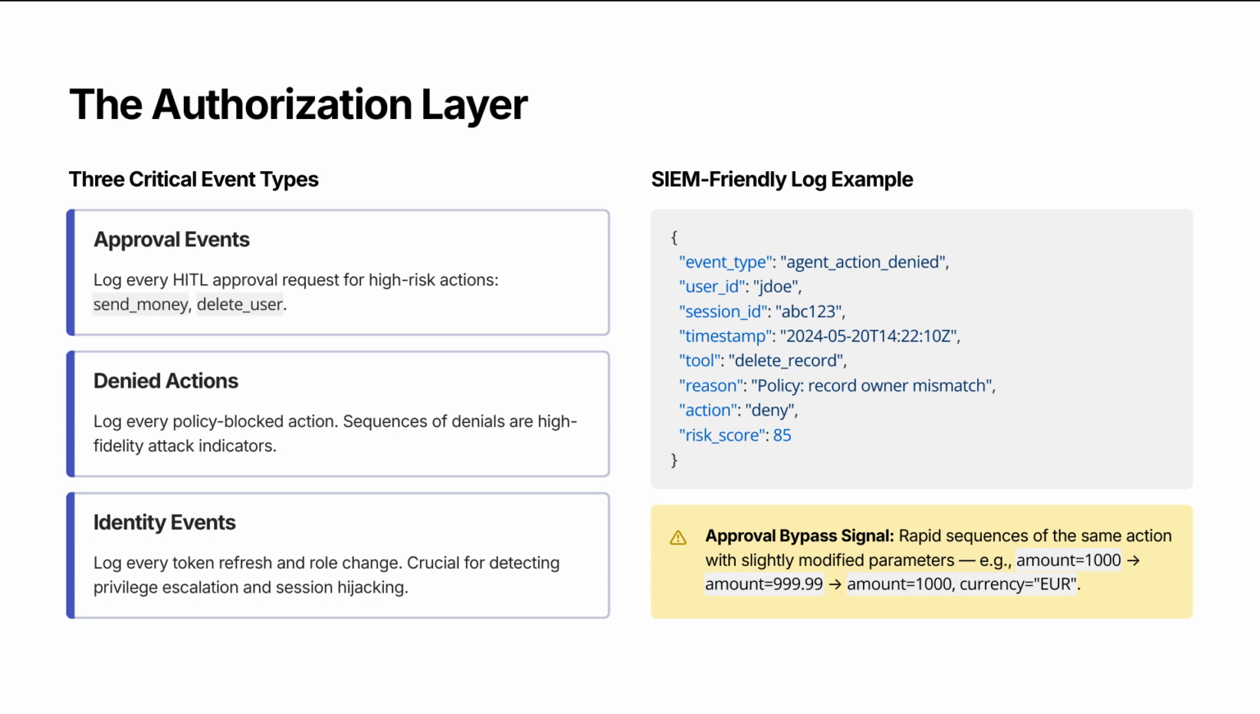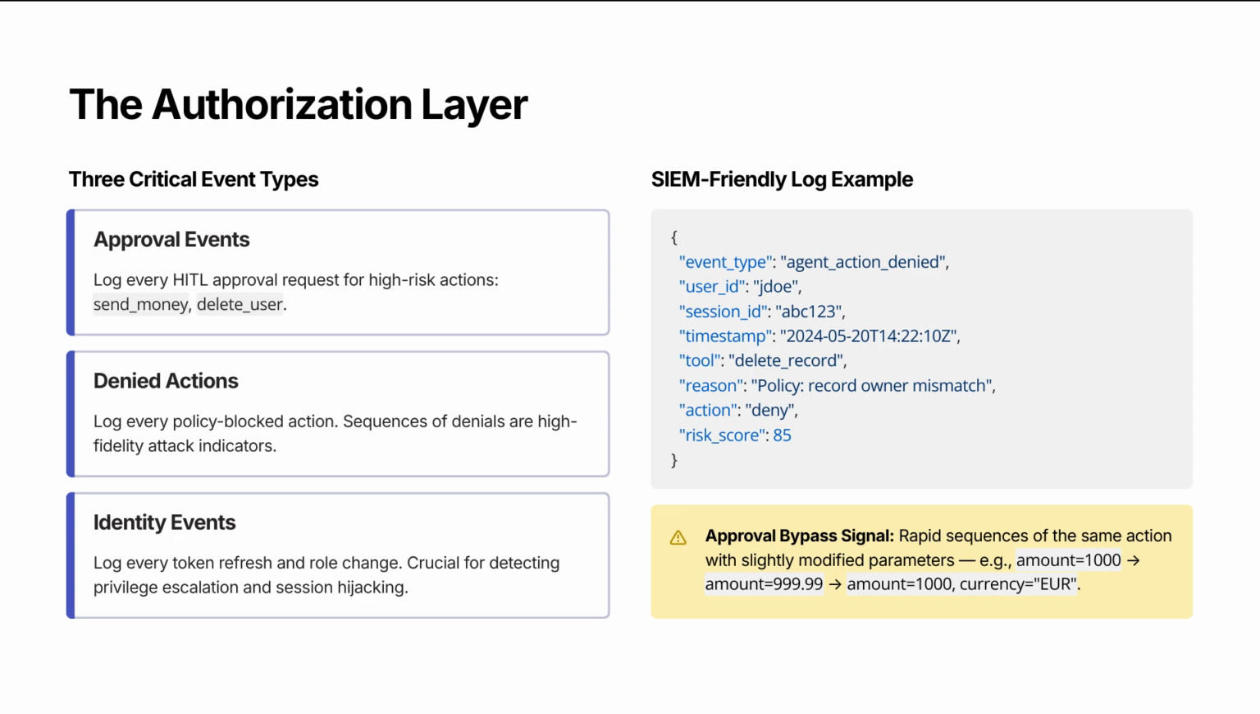Second, denied actions. Every policy-blocked action should be logged. This is especially important because repeated denials are often a strong attack signal. If an agent keeps attempting restricted operations, that pattern matters just as much as the individual denial. Third, identity events. Log token refreshes and role changes. These are critical for spotting privilege escalation and session hijacking because changes in identity state often happen right before sensitive actions are attempted.